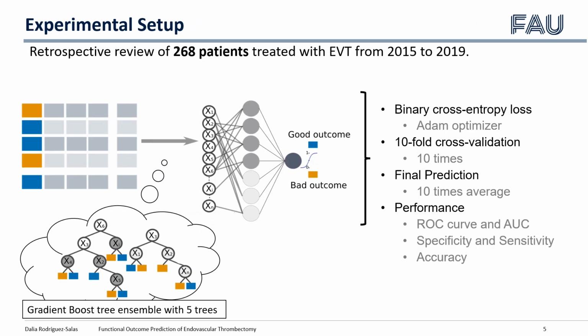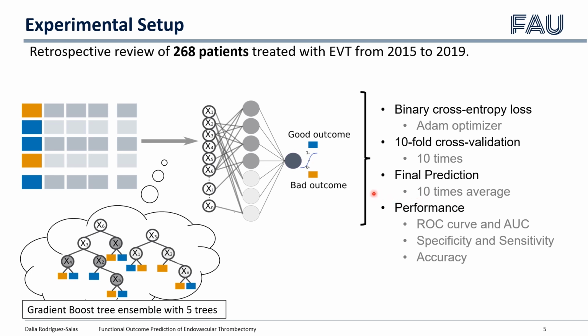For the experiments, we performed a retrospective review of 268 patients treated with EVT from 2015 to 2019. To build the neural network, we used a gradient boosted tree ensemble with 5 trees. And once the network was built, we used binary cross-entropy loss to train it with an Adam optimizer. We used a 10-fold cross-validation approach 10 times, and the final prediction was the average of those 10 times.